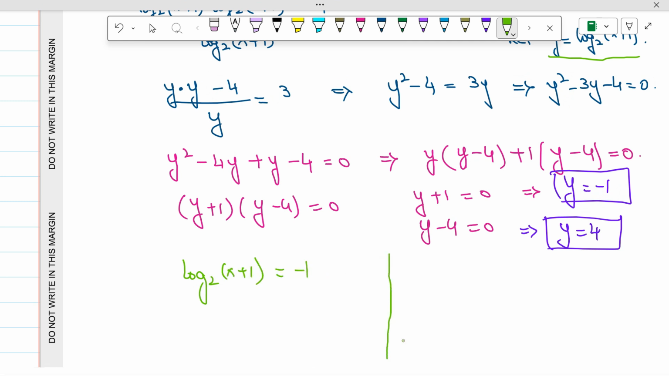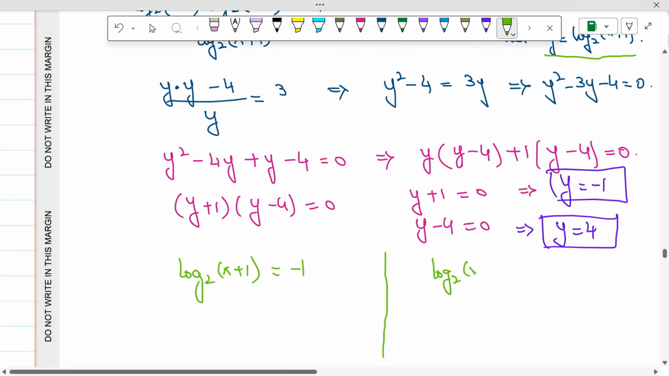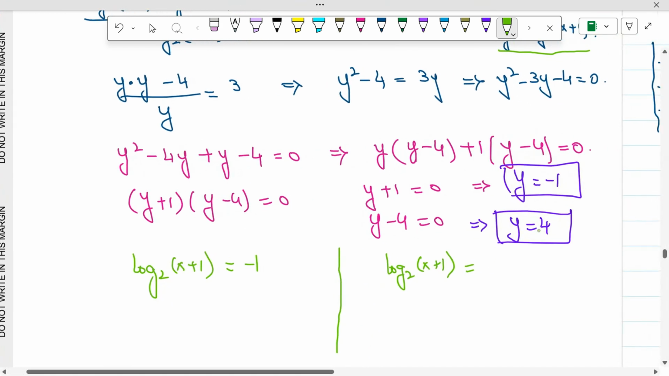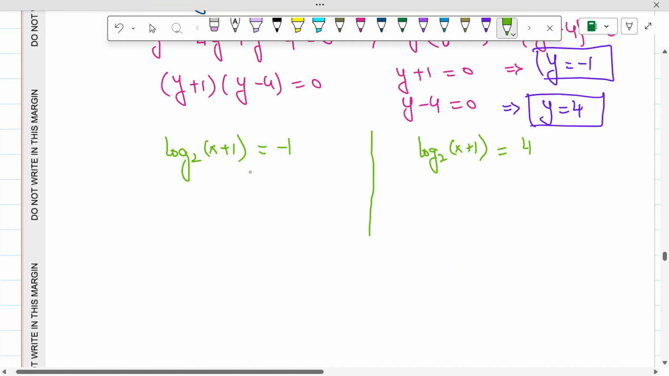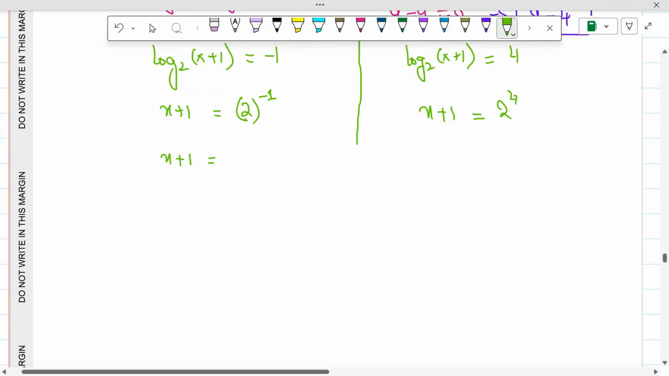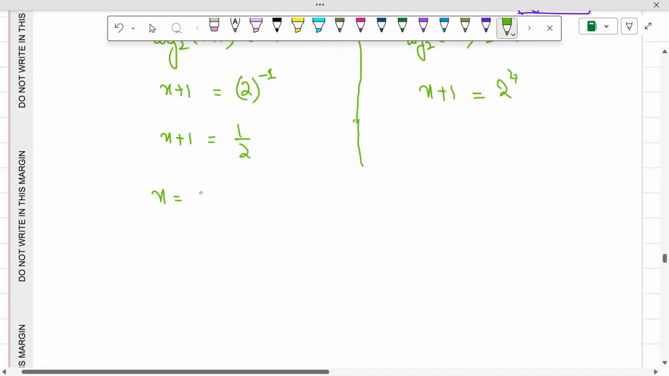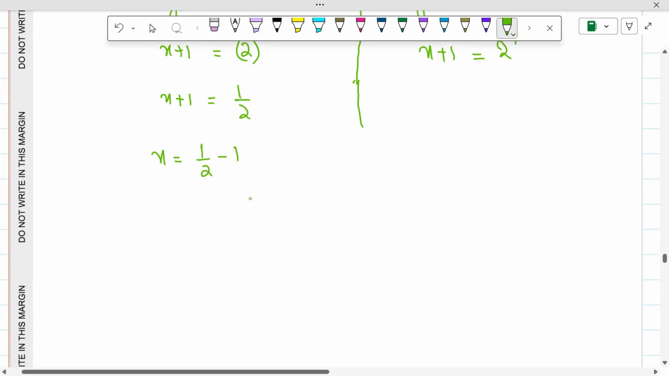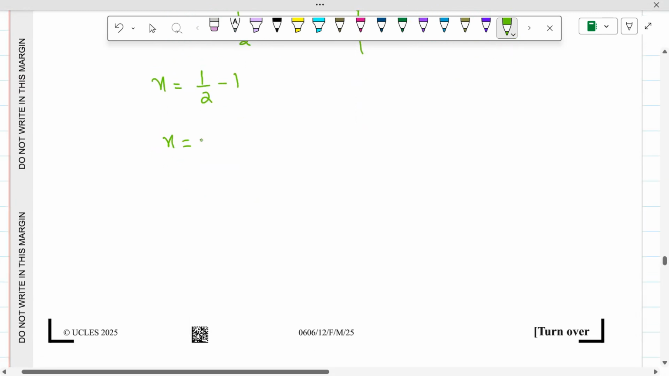On the other side, log base 2 of (x + 1) is equal to the other value of y, which is 4. So solving this log, we will have x plus 1 is equal to the base to the power of negative 1. So x plus 1 is equal to 2 to the power of negative 1, which is 1 over 2, and x is equal to 1 over 2 minus 1, so x is equal to negative half.